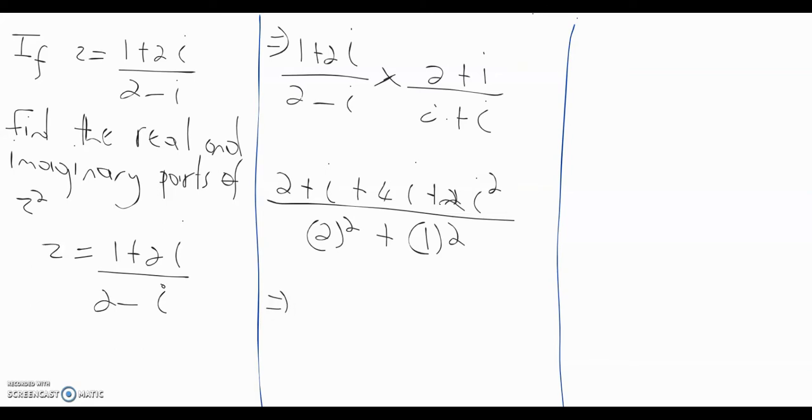Breaking this down, I'm going to have 2 plus 5i. And of course, i squared is negative 1, so we end up with a minus 2 there. All over 2 squared, which is 4, plus 1, 5. So this actually becomes 2 minus 2, that's 0. So that's 5i over 5, which is really 1i, which we can just write as i.